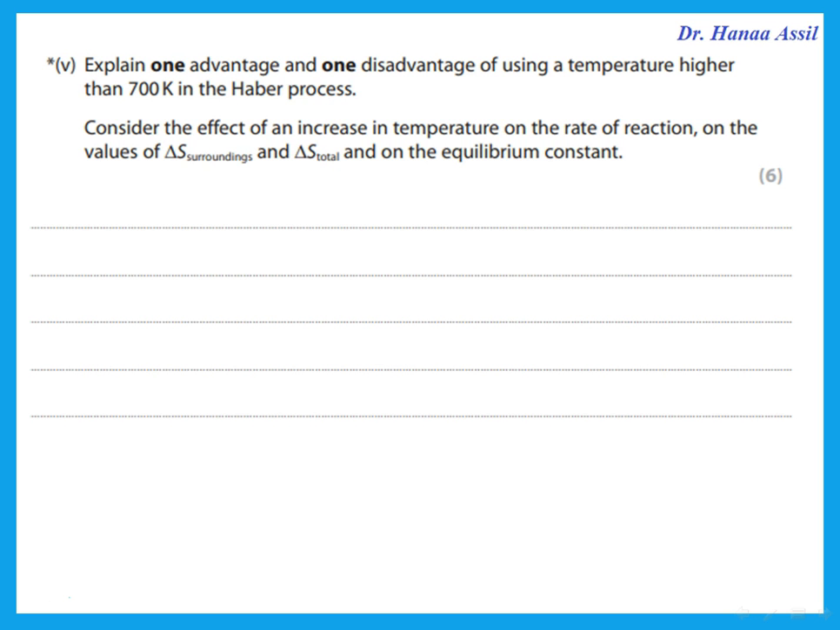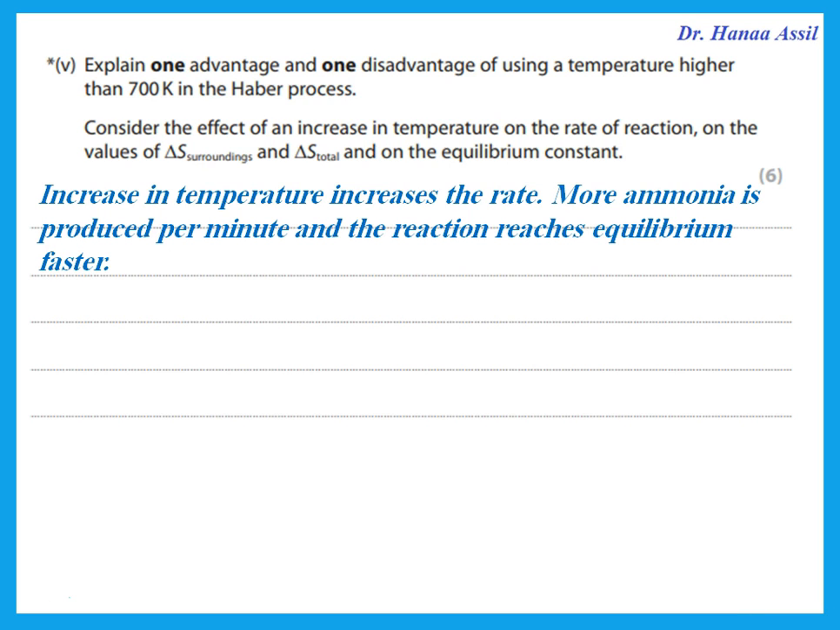Okay? Then he says, explain one advantage and one disadvantage of using a temperature higher than 700 K in the Haber process. Why do we use a high temperature? Consider the effect of an increase in temperature on... So you have to mention the effect of increase in temperature on the rate, on the values of delta S surroundings and delta S total, and on the equilibrium constant. This question alone has 6 marks. Please pay attention. So the advantage of using a higher temperature is increase in temperature increases the rate. So more ammonia is produced per minute, or the reaction reaches equilibrium faster.